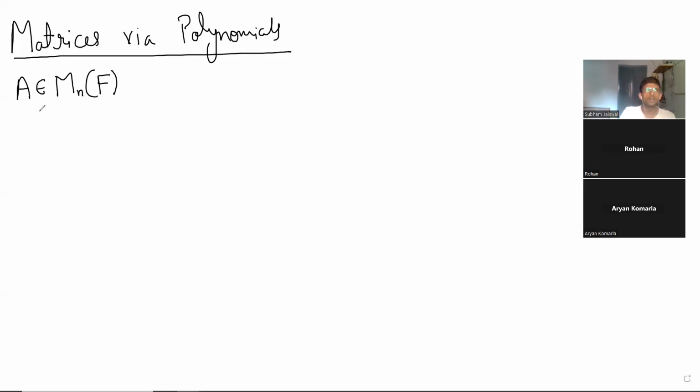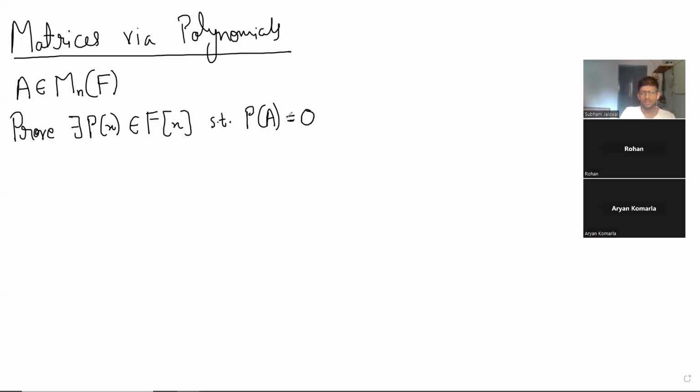and then the idea is to prove that there exists a polynomial p(x) in F[x] such that p(A) is equal to 0. This is not the goal actually, because this is actually very simple.